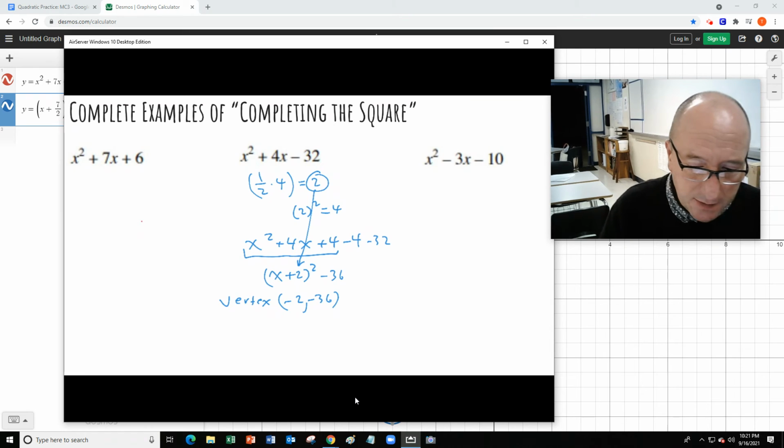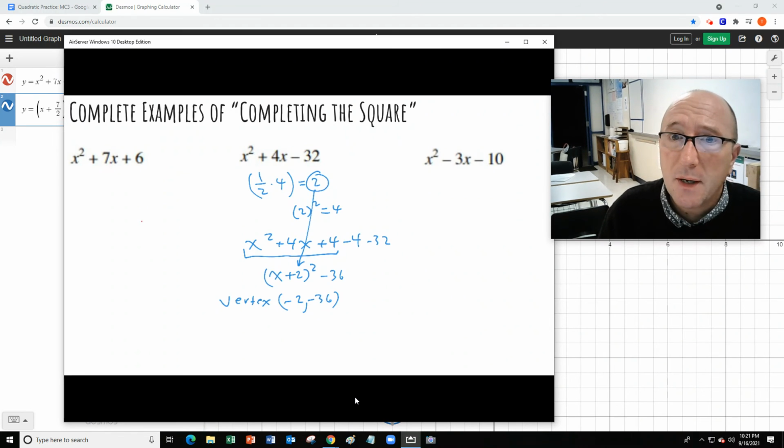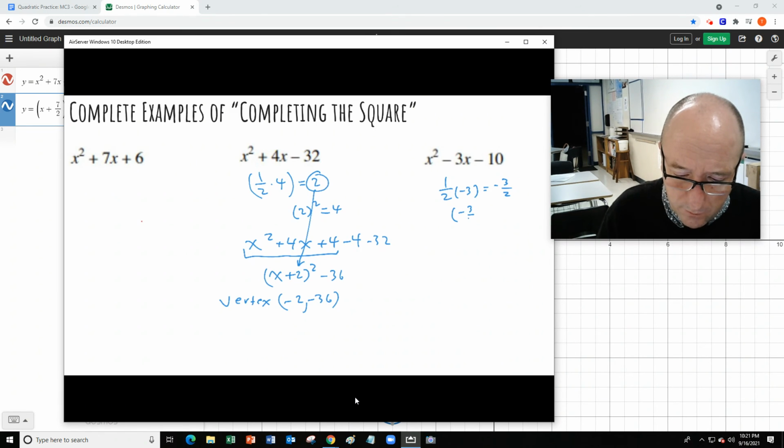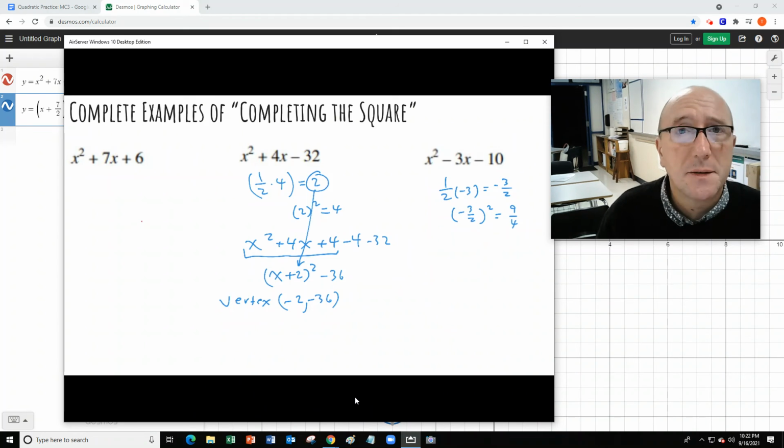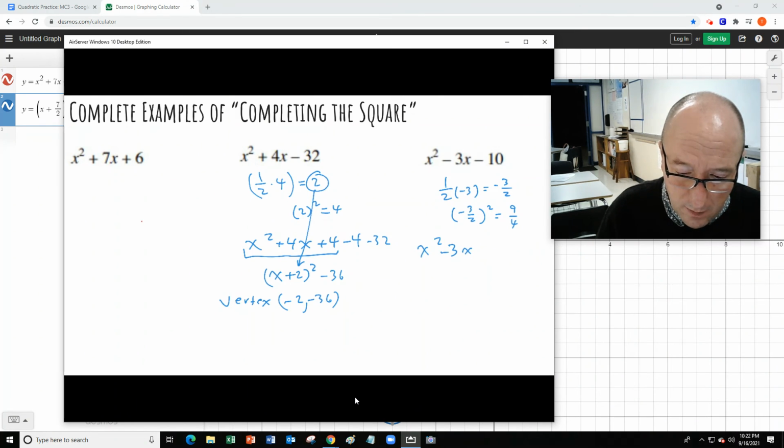The last example, I'm going to take 1/2 of -3, and that's going to give me -3 over 2. I'm going to square -3 over 2. -3 over 2 squared is equal to 9 over 4. I'm going to add and subtract 9 over 4. X squared minus 3x plus 9 over 4 minus 9 over 4 minus 10, which is what's left over.